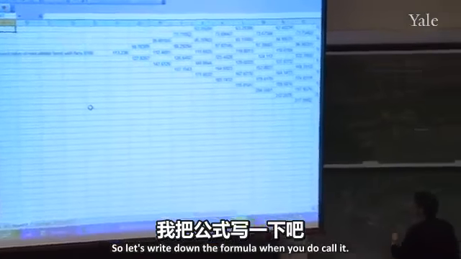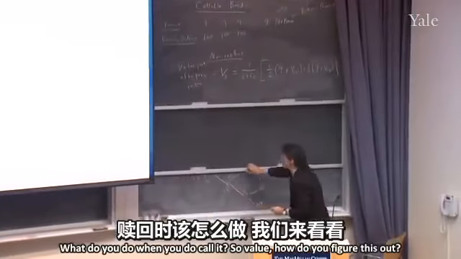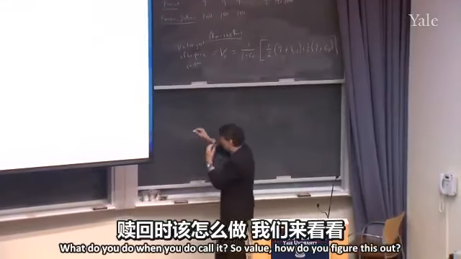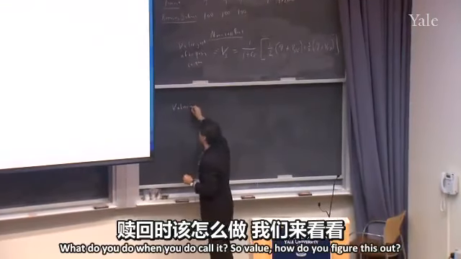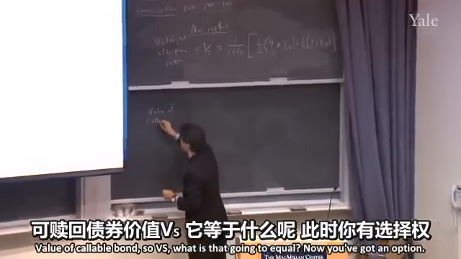Oh, sorry. So let's write down the formula for when you do call it. How could I have forgotten to do that? So what do you do when you do call it? So value, how do you figure this out? I just skipped this. Sorry. Value of callable bond.